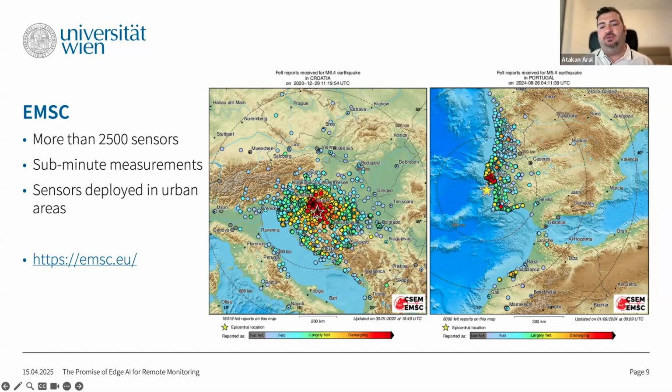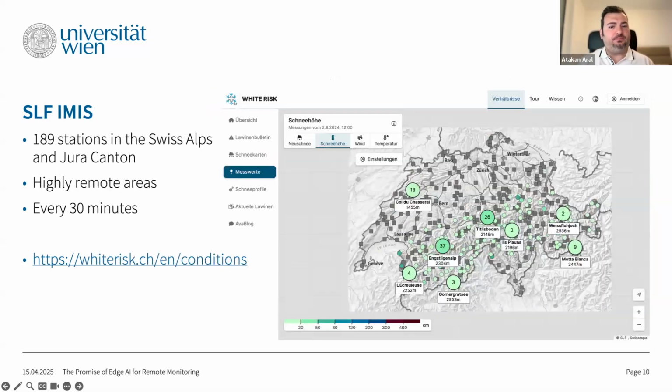Another type of environmental monitoring is seismic monitoring. This is the European Mediterranean Seismological Centre with more than 2,500 sensors all around Europe. There is also an avalanche monitoring system in Switzerland, IMIS, the Intercantonal Measurement and Information System.